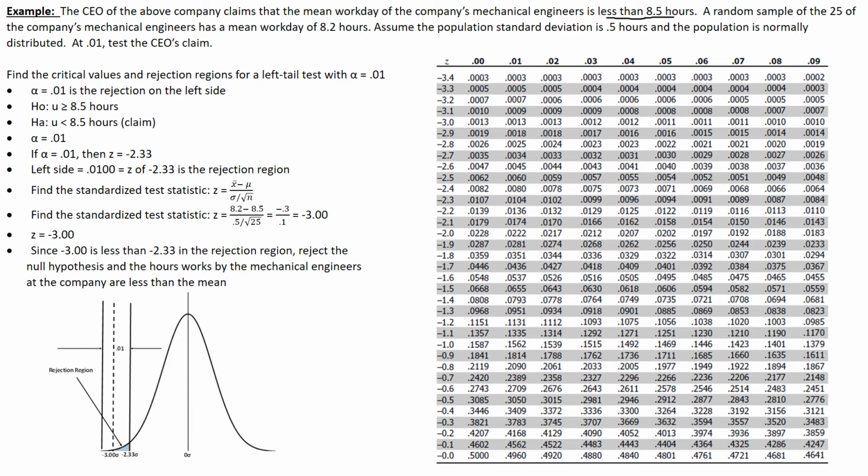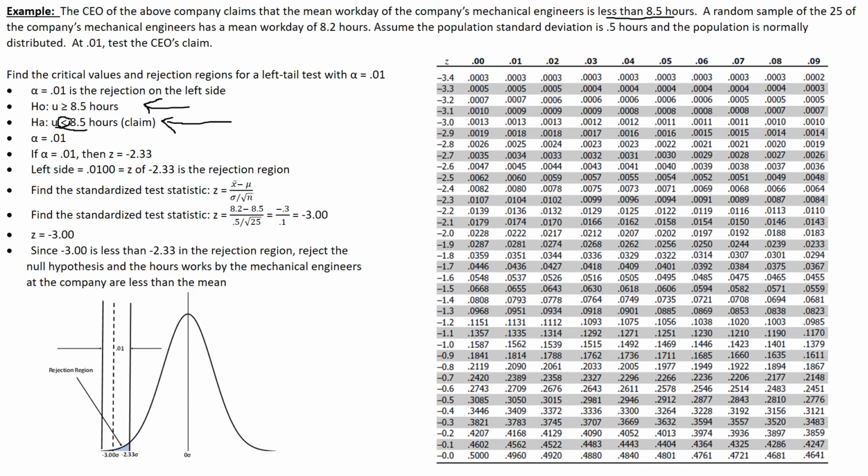So let's do our hypothesis writing. Here's less than 8.5 hours. It's an inequality. It's less than. So that is the alternate hypothesis. The null hypothesis has the equivalency claim, which is greater than or equal to. And right here, it's left-tailed because the arrow is pointing to the left. Alpha 0.01 gives me a z-score of negative 2.33.